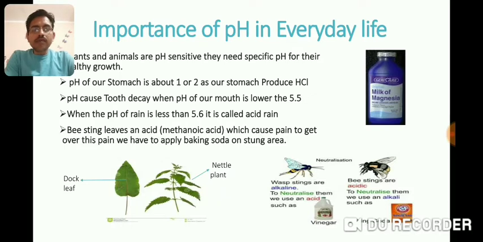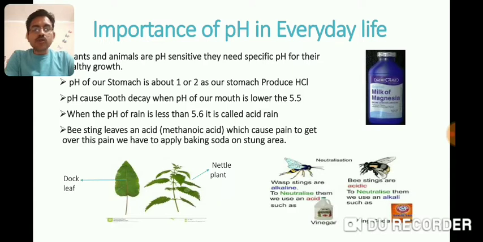Our body works in the pH range of 7 to 7.4, that is slightly alkaline. For the digestion of food in our stomach, we need acidic pH that is created by hydrochloric acid. Similarly, in our intestine, bile juice plays an important role in creating alkaline medium for the digestion of food.